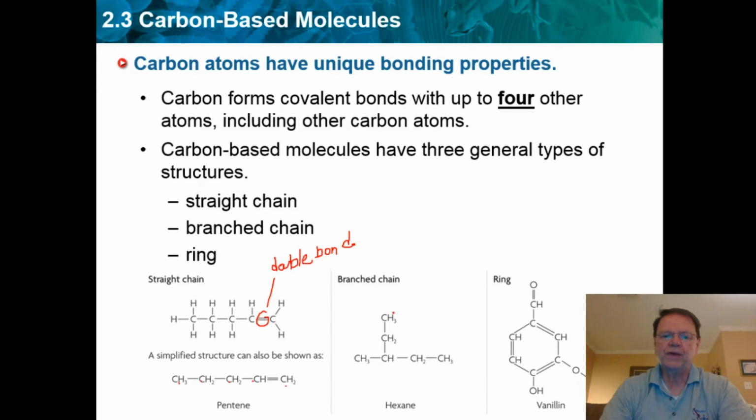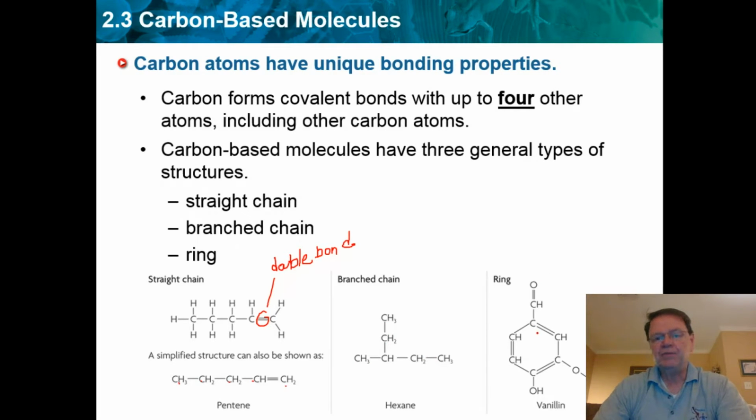Same thing over here. We don't write the bonds out where the hydrogens are in this case, but you can see there's 3 hydrogens. So there's going to be 3 other bonds coming off of this carbon atom here, and then the 4th attaches to this chain here off of the main chain.